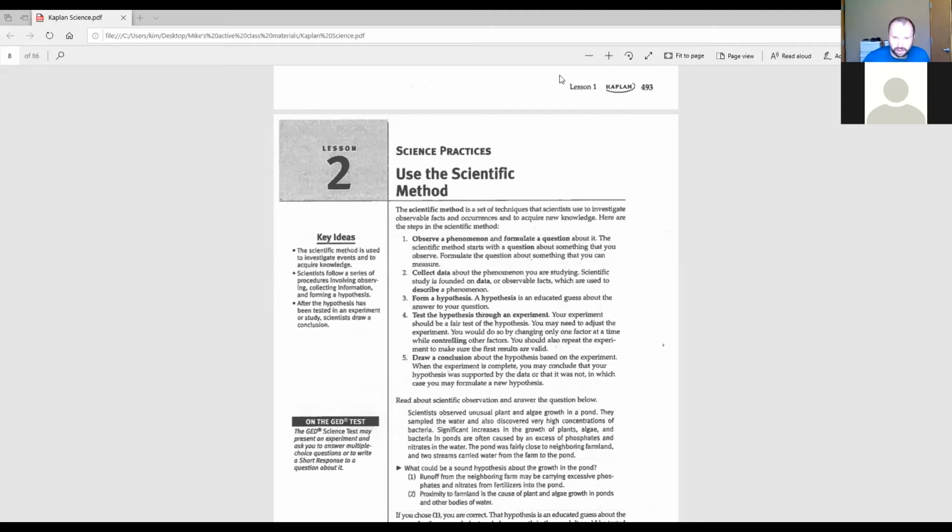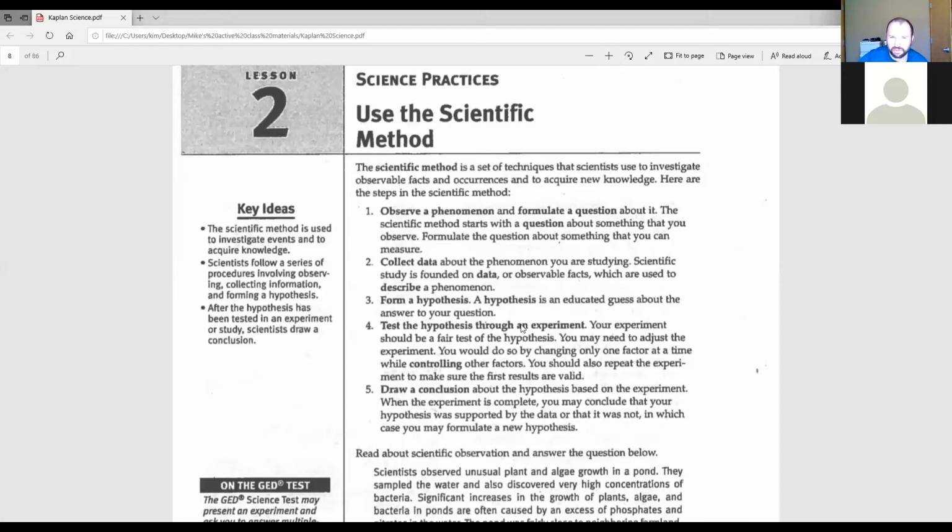So let me back up and go back to our practice question page. And again, stop me if you have any questions along the way. I just want to go back, since I didn't read through these steps 4 and 5 here, and talk a little bit more about them. So remember that fourth step is creating an experiment. And so it says your experiment should be a fair test of the hypothesis. In other words, not biased, not creating a test that you think is going to produce the result you want, right? You want to produce a neutral experiment as much as possible.